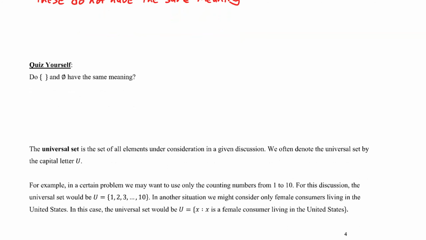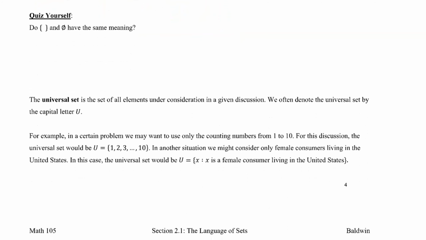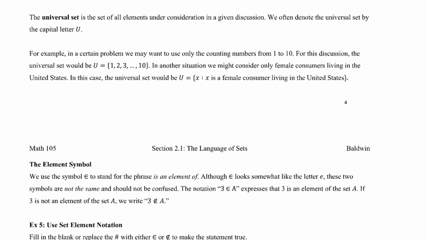So we can have a set that doesn't have any elements in it. We said that's the empty set. But we also have what's called the universal set. And so this universal set is the set of all elements under consideration given a particular discussion. And the universal set is very often represented with a capital U.